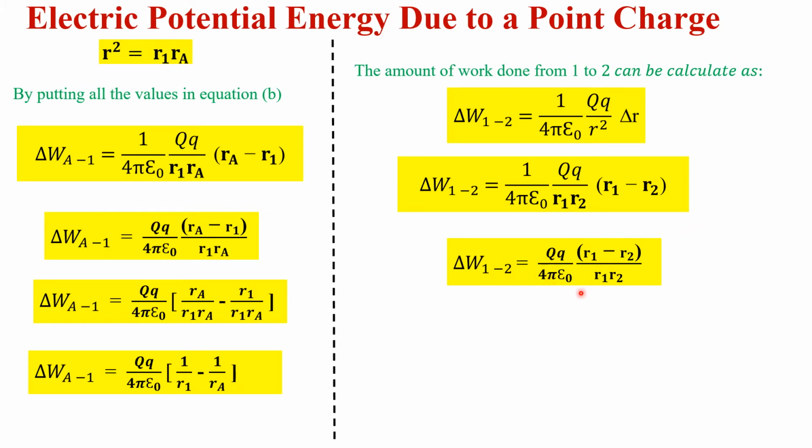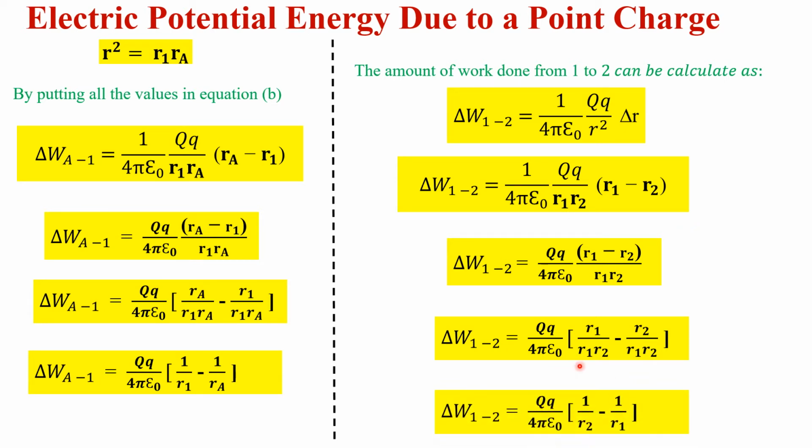And finally we get delta W 1 to 2 is equals to Q into Q divided by 4 pi epsilon naught multiplied by R1 divided by R1 into R2 minus R2 divided by R1 into R2. R1 is cancelled by R1 and R2 is cancelled by R2, and then we get delta W 1 to 2 is equals to Q into Q divided by 4 pi epsilon naught into 1 upon R2 minus 1 upon R1.